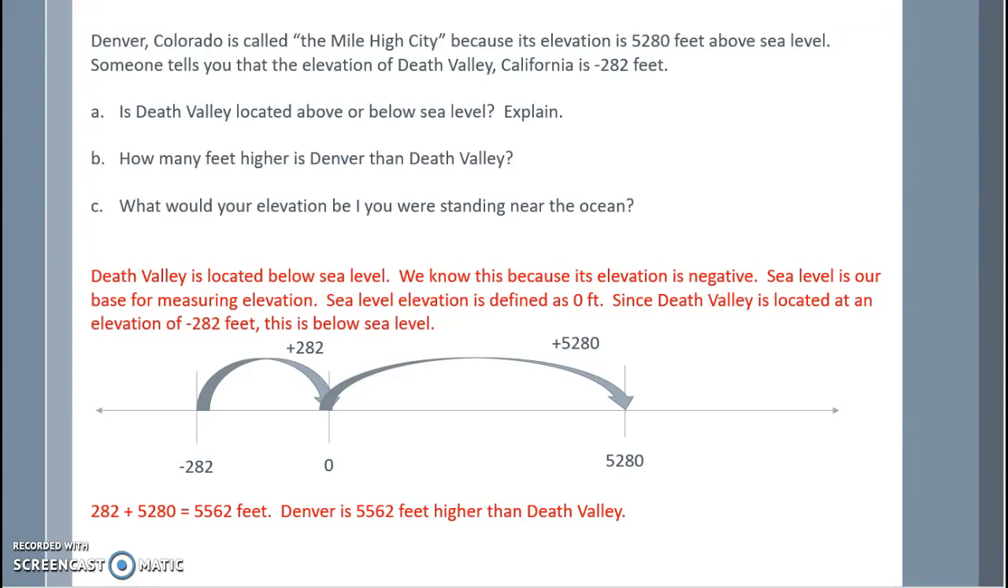What would your elevation be if you were standing near the ocean? Since we are standing near the ocean, our elevation would be close to zero.